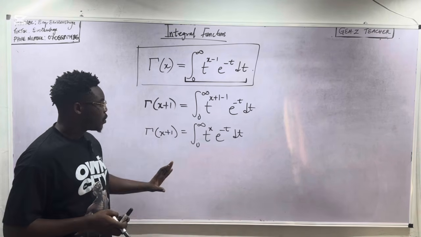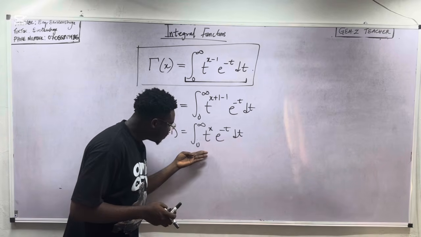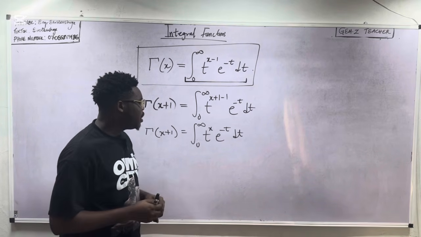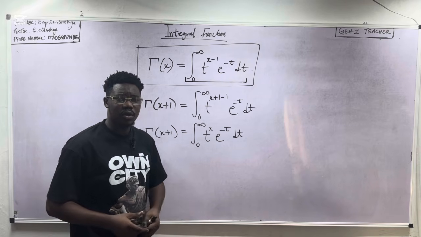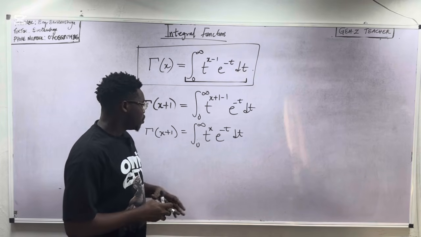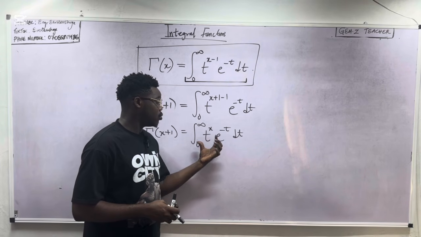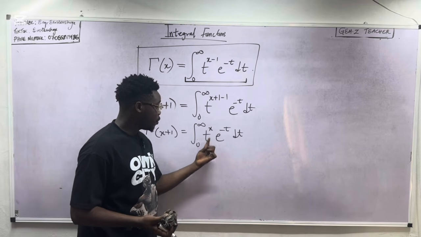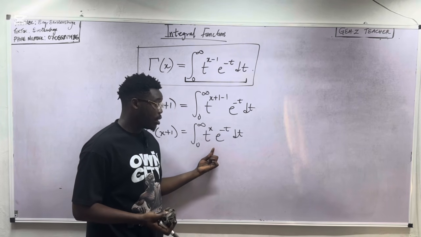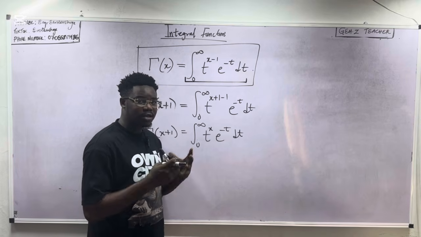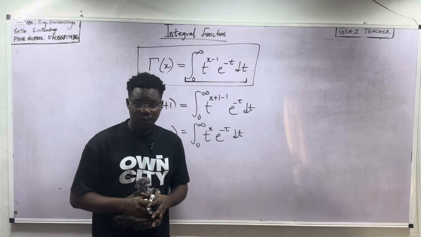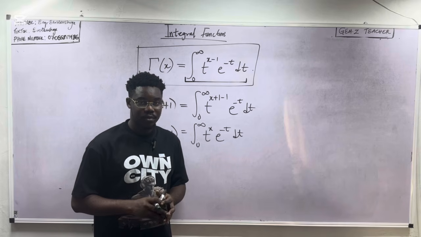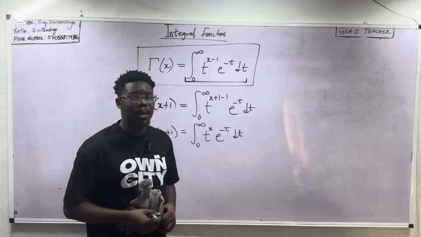Now, from here, let's try to integrate this function in the conventional manner. How do we integrate this function in the conventional manner? We have two functions here, okay? So when you have an integral having two functions, you can apply what we call integration by parts. Now, how do you integrate by parts?